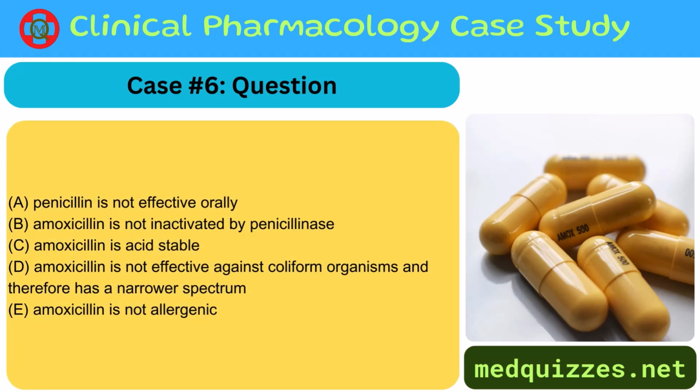A. Penicillin is not effective orally. B. Amoxicillin is not inactivated by penicillinase. C. Amoxicillin is acid stable. D. Amoxicillin is not effective against coliform organisms and therefore has a narrower spectrum. E. Amoxicillin is not allergenic.